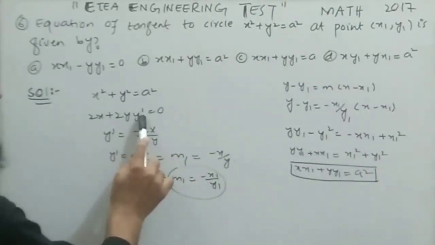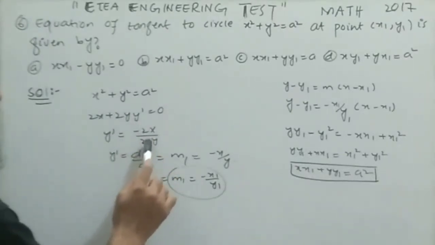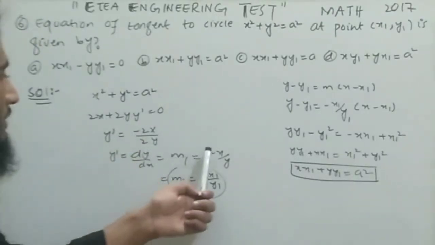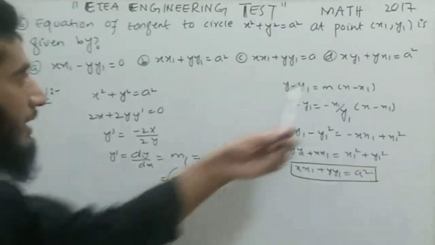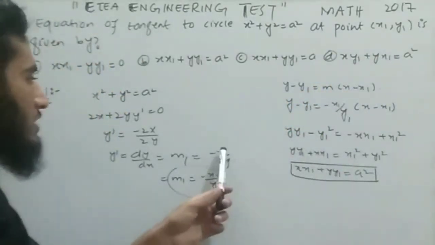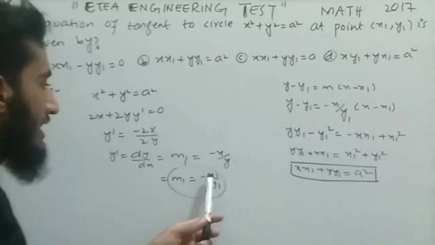So we will require y dash. 2 cancels out with 2, we are left with x by y. So the derivative is actually minus x by y. Now we are finding the derivative at the point x1, y1. So replace x with x1 and y with y1. So the slope will be minus x1 over y1.